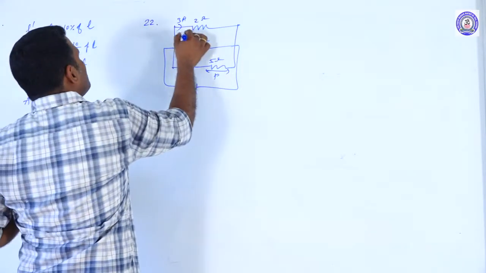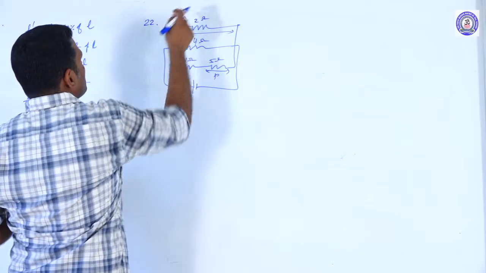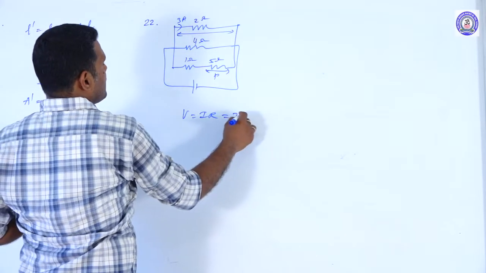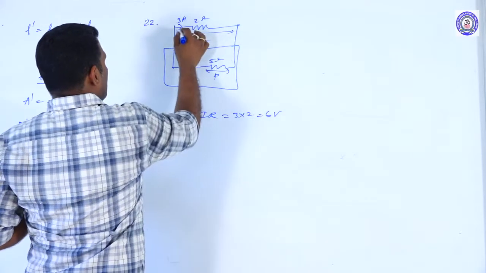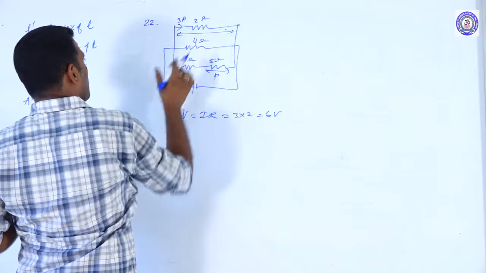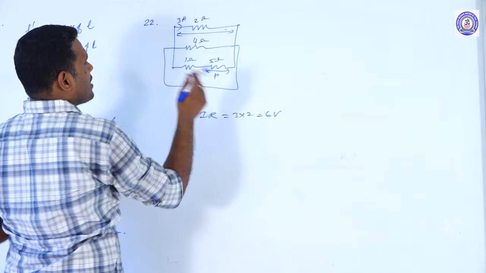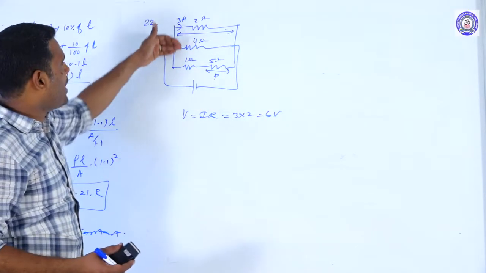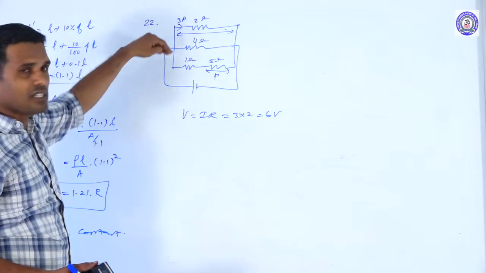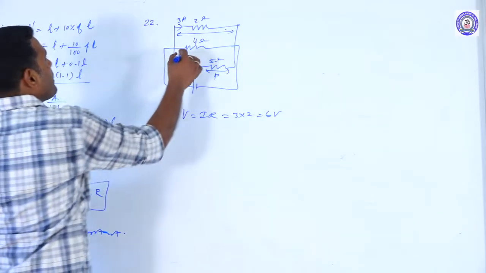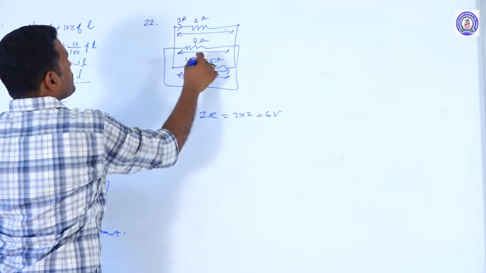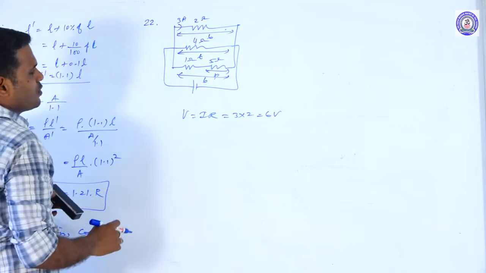Now, what is the potential across this path? As you know the value of current and the resistance, we can write V equals IR. So 3 into 2, 6 volt. If potential across this 2 ohm is 6 volt, then potential across 4 ohm is 6 volt, and potential across the 1 ohm, 5 ohm is also 6 volt, because this is a parallel connection. In a parallel combination, the potentials are the same. So all the potentials are 6 volt.